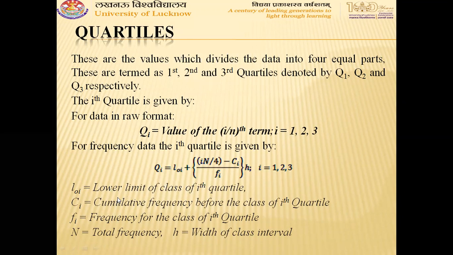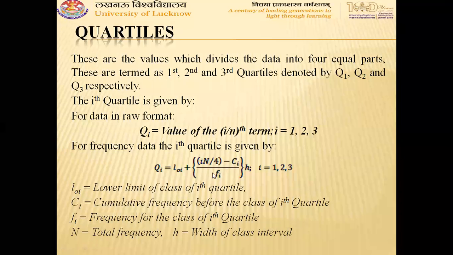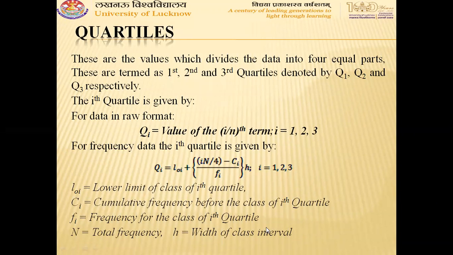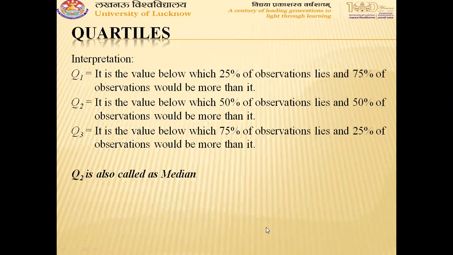L naught i is the lower limit of the class interval for the ith quartile, decided in the same manner as we decided the median class. In the median class we used n by 2, here we use i n by 4. Ci is the cumulative frequency of the class before the ith quartile class, Fi is the frequency of the class of the ith quartile, capital N is the total frequency, and h is the width of the class interval.